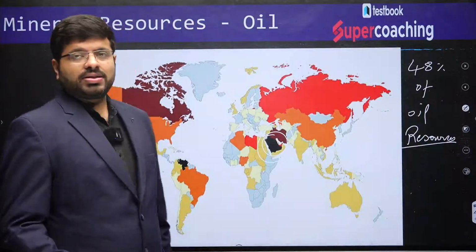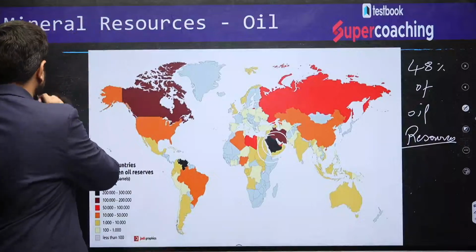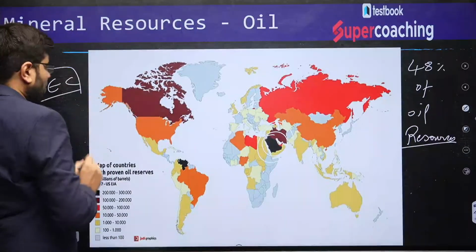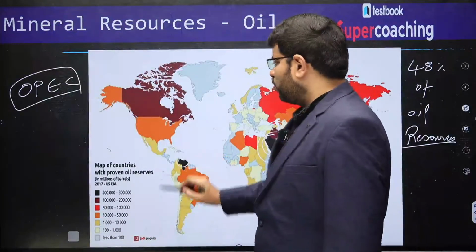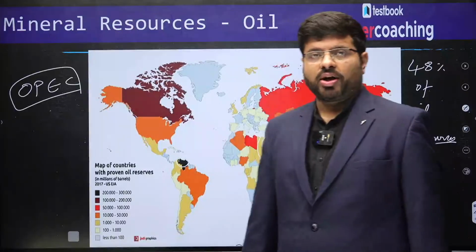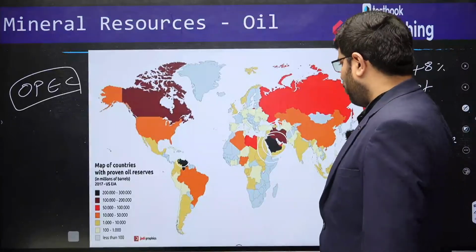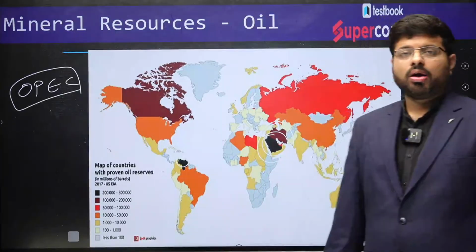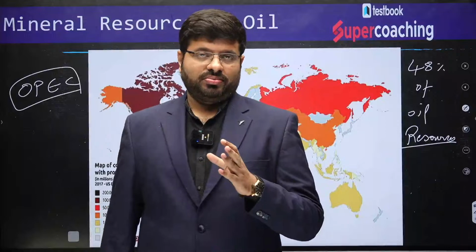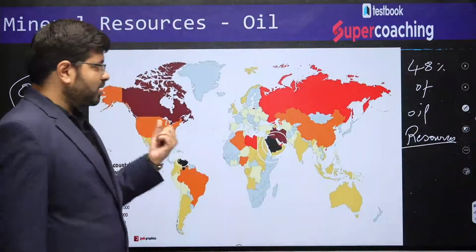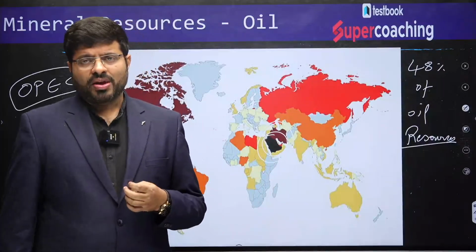There is an organization called the Organization of Petroleum Exporting Countries, OPEC. Among OPEC, you will find different countries. For example, even in South America, Venezuela has a decent amount of oil, but the Middle East has more oil, nearly 50% of the reserves of the world, right? That's what the picture says. Unfortunately, in India there is a lesser amount of oil. We import more.